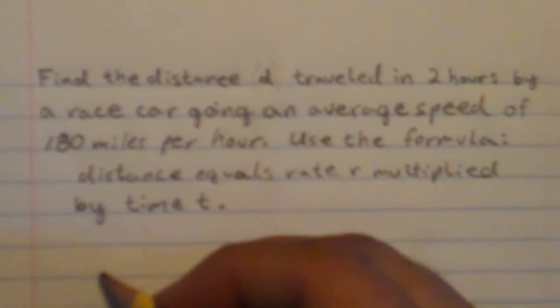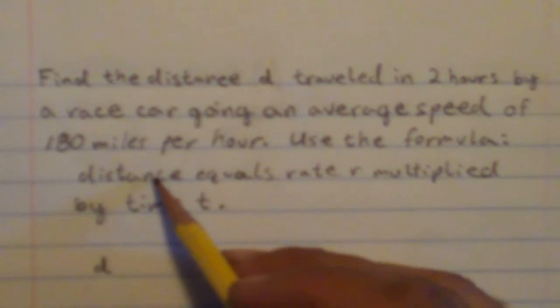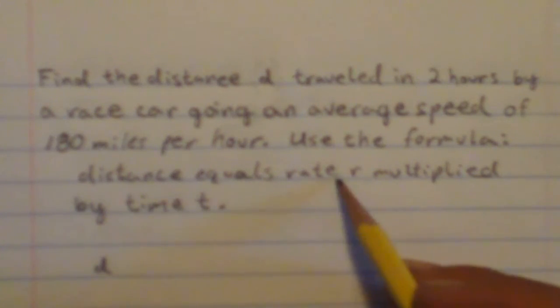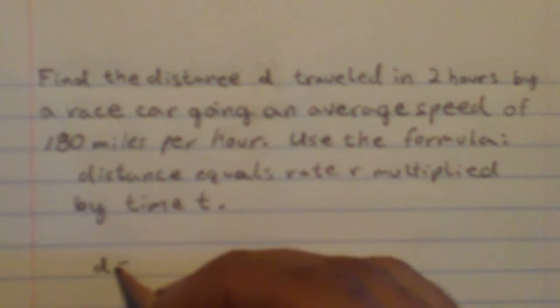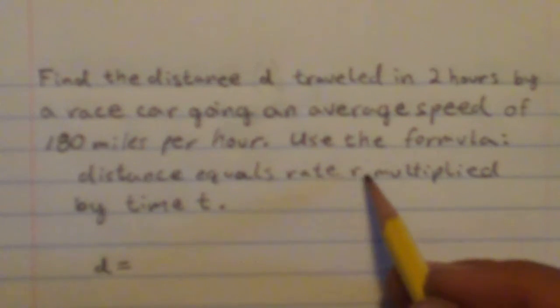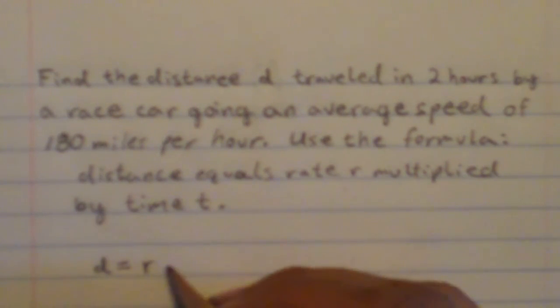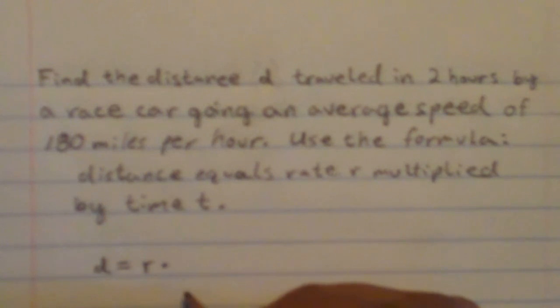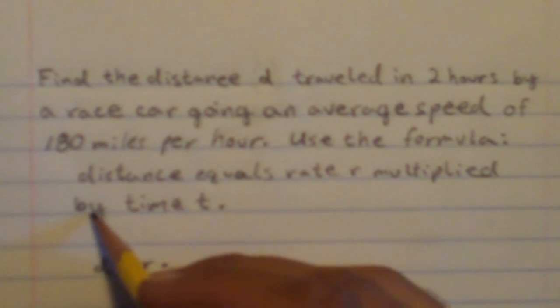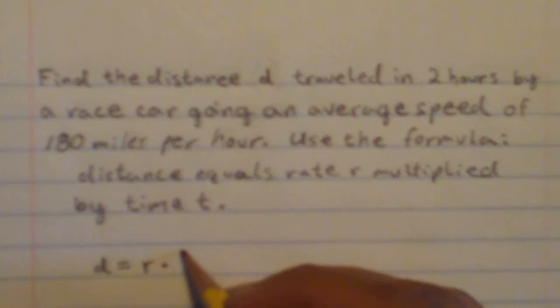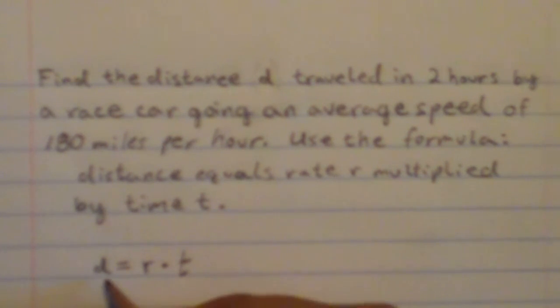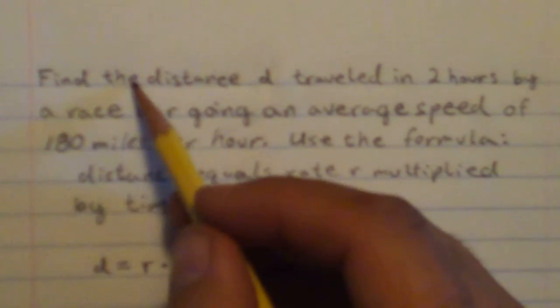t. So to write that out, distance d equals rate r. So we'll put equals, because distance equals rate r, multiplied, and I could put a dot here for the multiplication, by time, which is going to be t. Okay, so there's the formula we have to use to find the distance traveled.